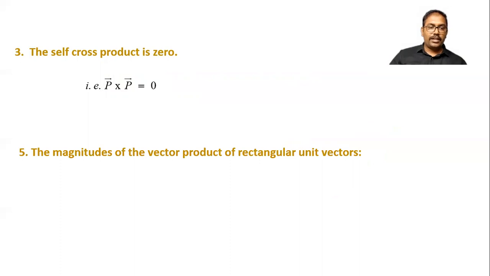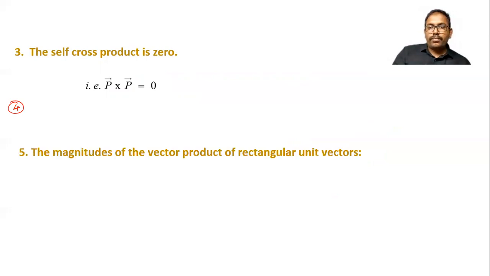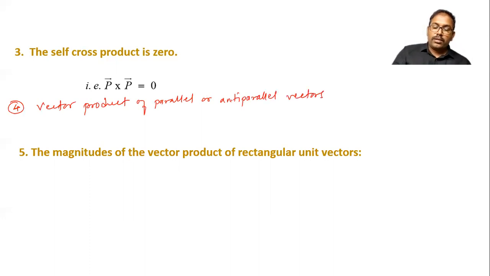Then the next characteristic is the vector product of rectangular unit vectors. But before that, the fourth one is missing here. Let me tell you the fourth one. Vector product of parallel or antiparallel vectors is 0.